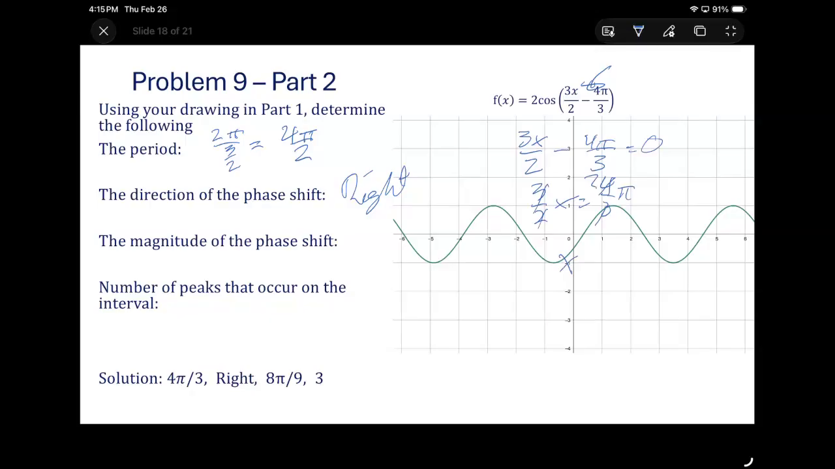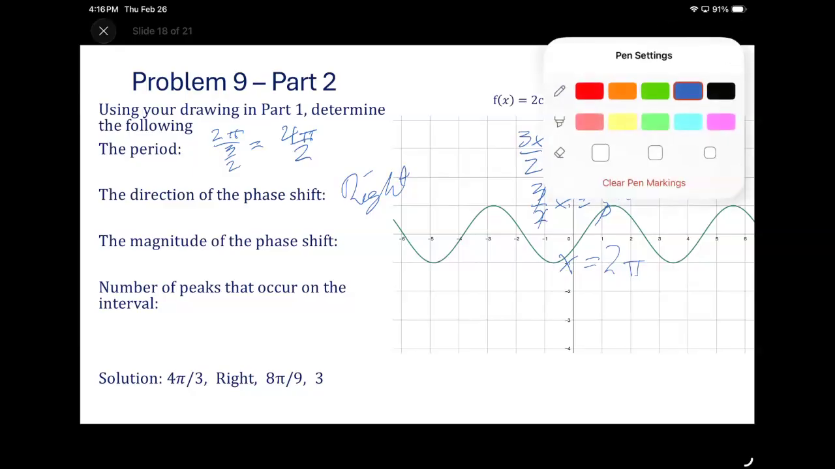I get 2 pi. The phase shift is just C over B. C over B. So isn't C 0 here? So what's on our sheet is a sine bx minus c plus d. Plus d. Yeah.